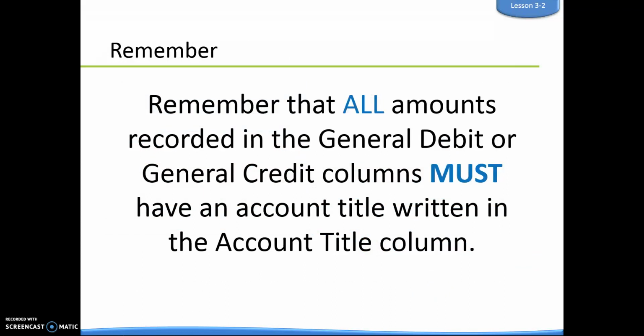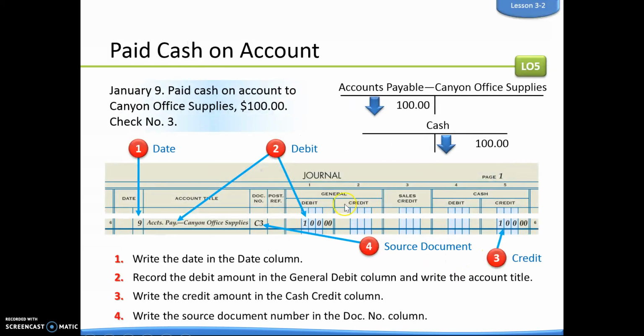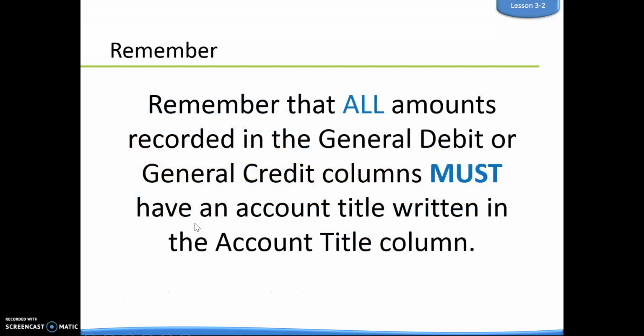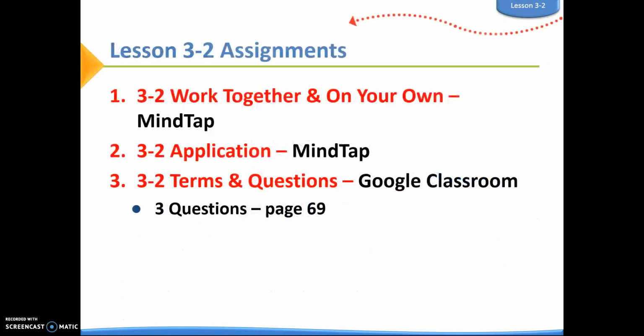I just want you to remember that if you record any amount in the general debit or general credit column, you have to make sure that you have written an account title in the account title column. If you don't, we don't know where to put that general debit and general credit column. And I know we haven't talked about posting yet. That's coming up very shortly in chapter 4, but it is essential that if you put something in the general debit or general credit column, you have to have something in the account title. Okay, just a friendly reminder to make sure you're doing that.